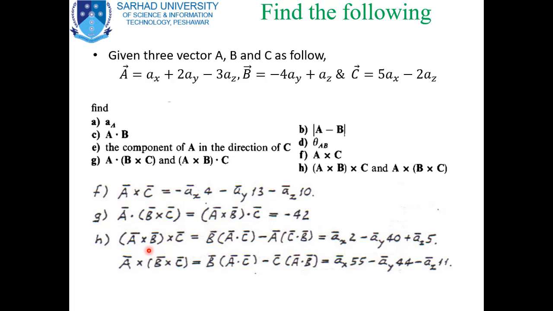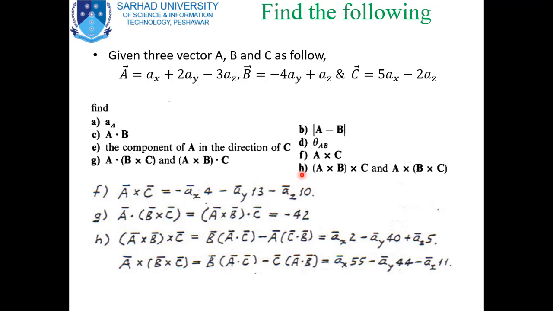And whenever we have a scalar triple product, we will use the determinant method, in which, as we have three vectors, in the first row we write the elements of vector A, in the second row the elements of vector B, and in the third row the elements of vector C. You write a 3 cross 3 matrix like this, and our answer will be minus 42.